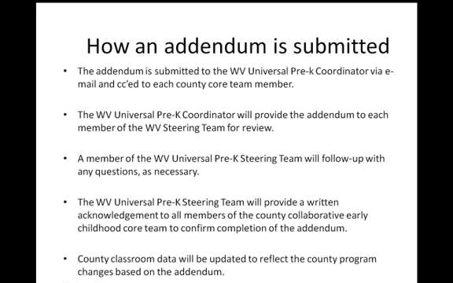Once we have reviewed and we receive clarifications on any of our questions, then the Universal Pre-K Steering Team provides a written acknowledgement to all the members of that county collaborative core team to confirm that we have approved and the process is completed, and you as a county can move forward on the changes that you've told us about.